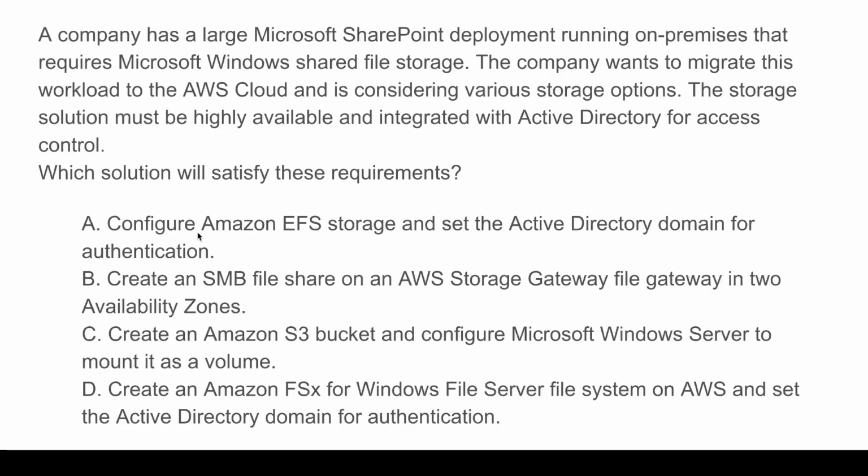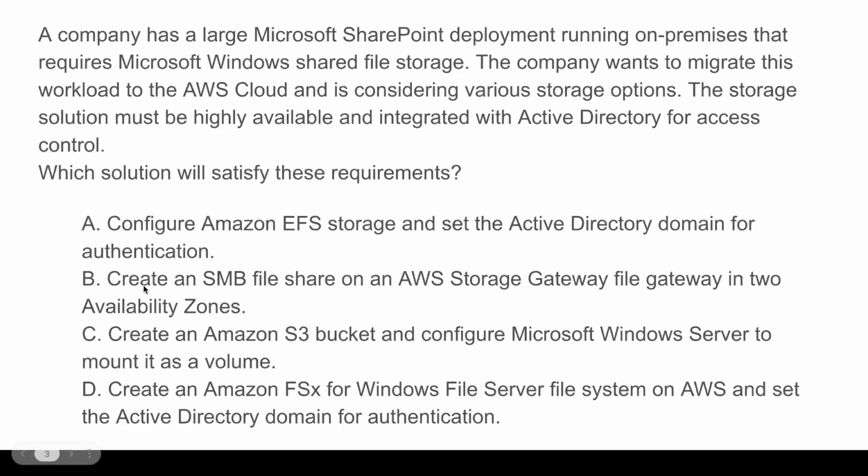Option A configures Amazon Elastic File System and sets the Active Directory domain for authentication. Now the problem with that is EFS is a network file system service, which can only be used by Linux and Unix operating systems, not Windows. Therefore, A is not going to work.